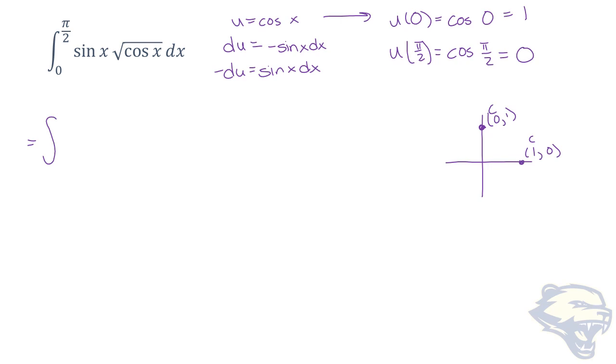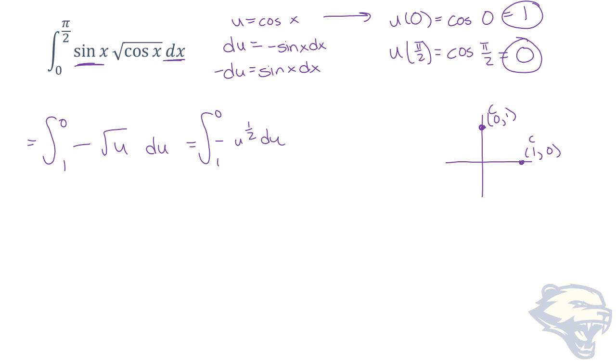0 on the bottom is turning into a 1 based on our substitution up here. Pi over 2 is turning into 0. Okay. The sine x and the dx are both going to turn into a negative du. And then we've got root cosine x. Okay, so that's root u, which we know is about to turn into a u to the 1/2 power.